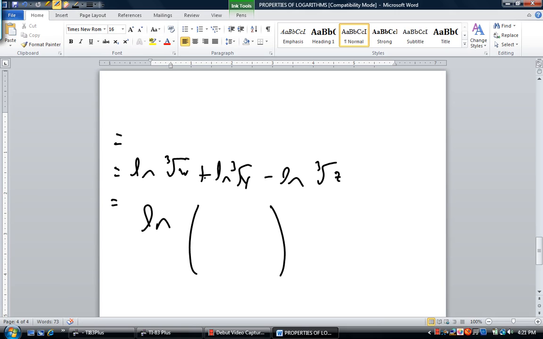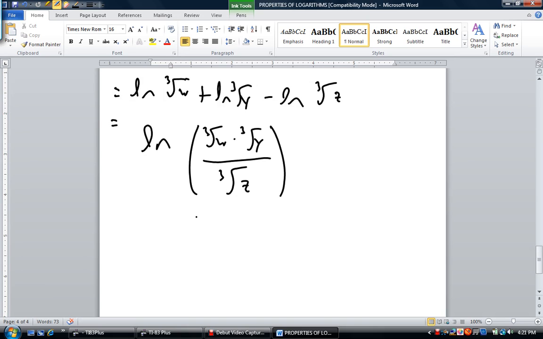So I have addition, which means I can combine these two together with multiplication. And then this one is subtraction. That's why I have my division. And I can write it like that. Now I don't know what system you're using or what your instructor wants, but you can also write it like this. So just in case, since these are all underneath the cube root, you can write it as cube root of wy over z.